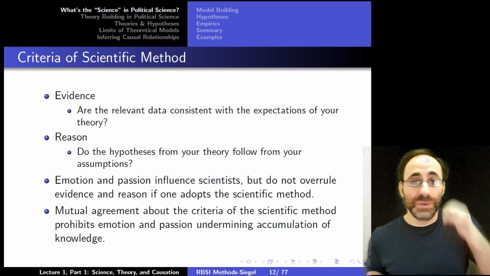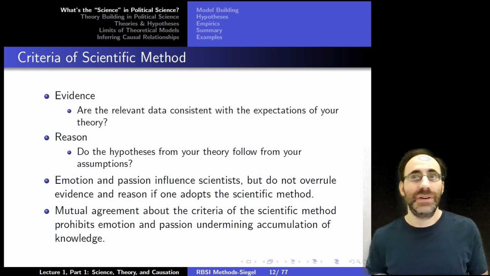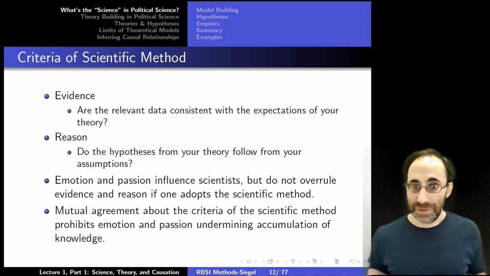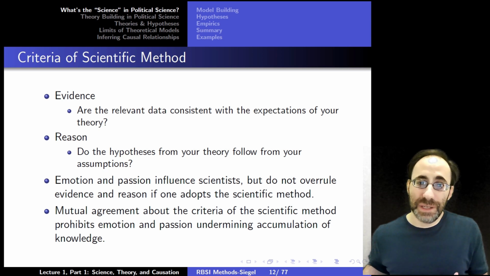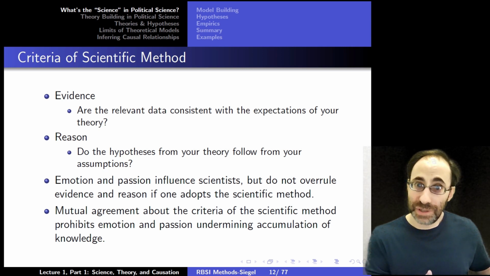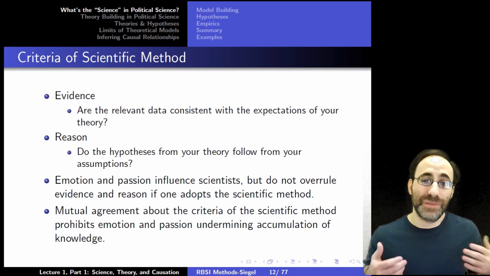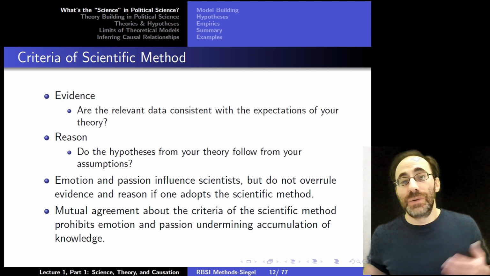Okay. So to do this, we're going to use the scientific method. And this is the same scientific method that all scientists have used for hundreds of years. It's not different. The idea is we're trying to produce evidence to see if the relevant data that we observe are consistent with some expectations of a theory we develop, right? So we're going to use that.